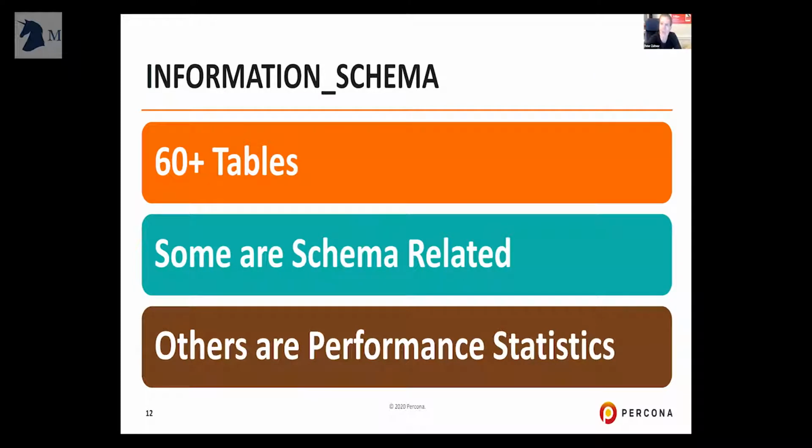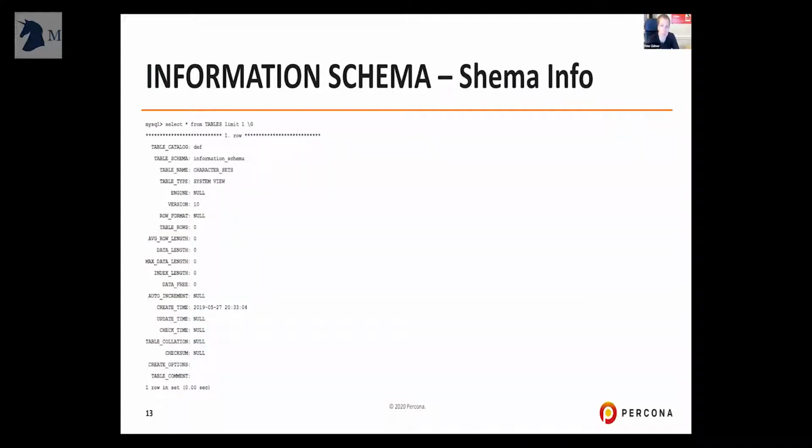The next tool is information schema. Information schema in MySQL 8 has more than 60 tables. Some are schema related, others are various performance statistics. For example, the tables table contains information about various tables and views, right? As you can see on this page, it contains a lot of various information.